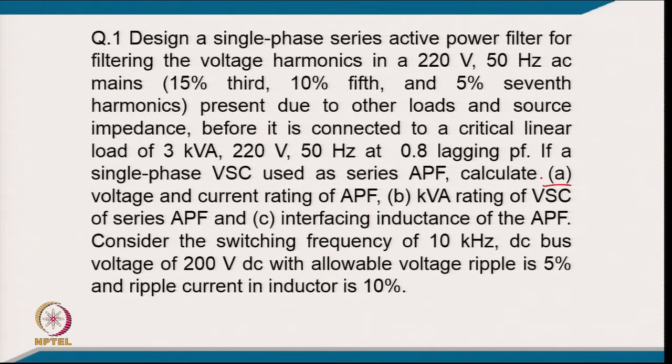If the single phase voltage source converter is used as a series active filter, calculate the voltage and current rating of series active filter, kVA rating of voltage source series active filter and the interfacing inductance of series active filter. Consider the switching frequency of 10 kilohertz and DC bus voltage of 200 volt with the allowable voltage ripple of 5% and ripple current in the inductor is 10%.